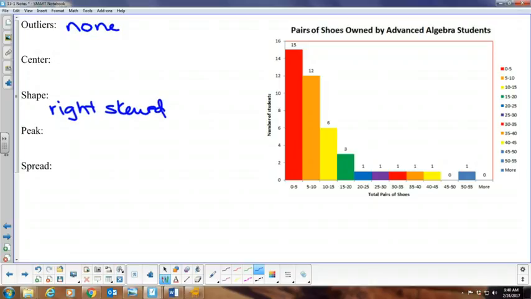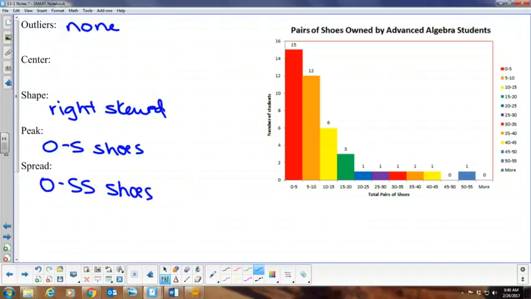Notice I skipped center. That's a little more work. The peak, where's the height of the graph? The peak would be between 0 and 5 shoes. Okay, we can see that's the highest bar, right? And then the spread, how far do we spread these out? It goes from 0 shoes to 55 shoes. So 0 to 55 is what we're looking at.